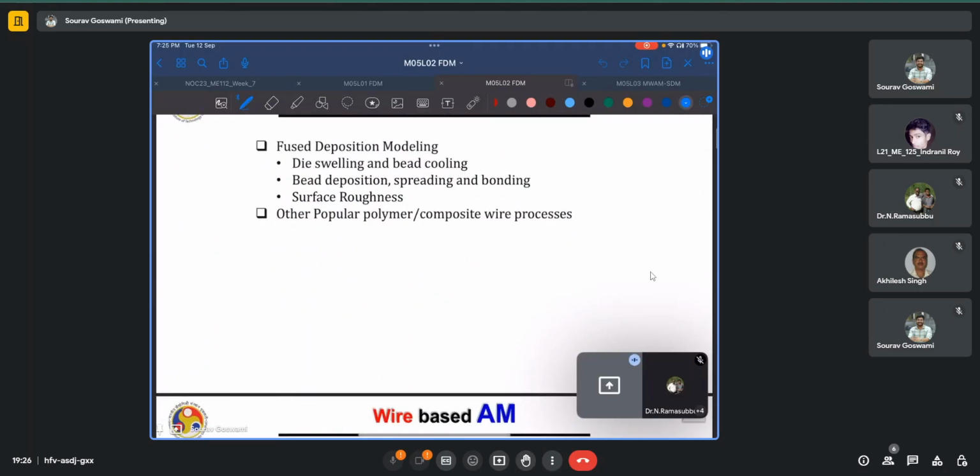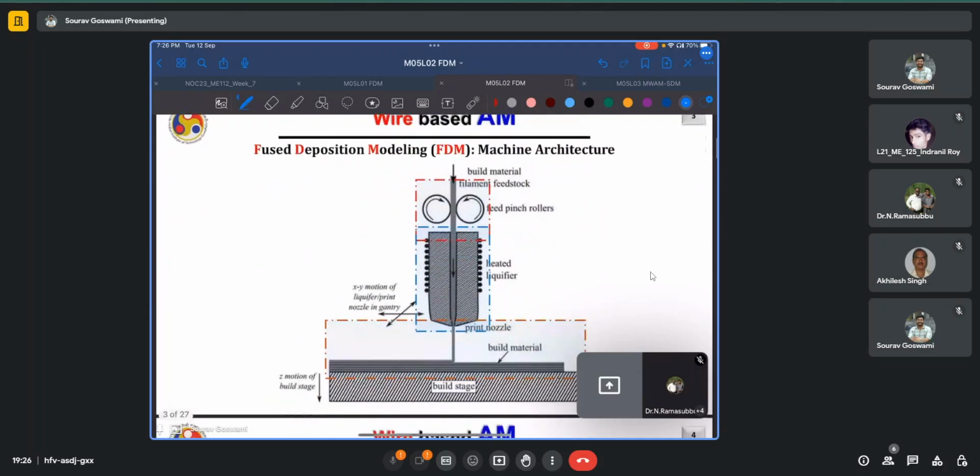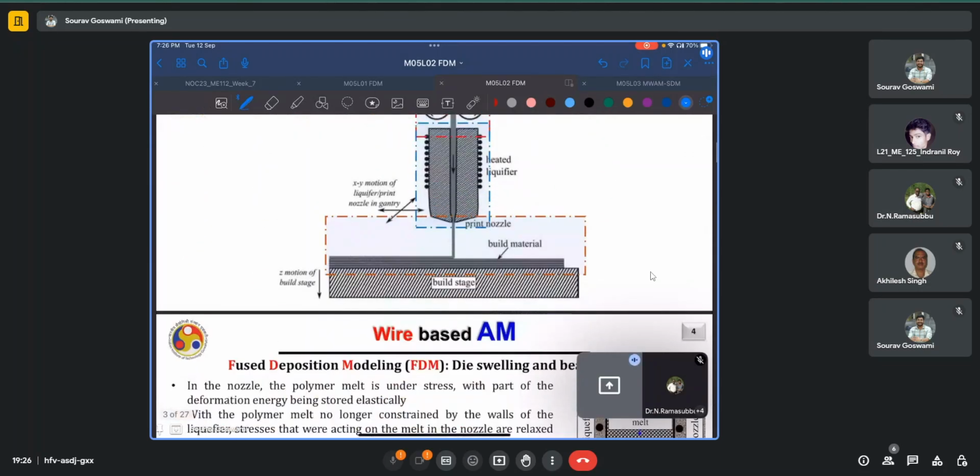And some certain phenomena associated with it, such as the die swelling phenomena and bead cooling, bead deposition spreading and bonding, also bead ironing, and surface roughness calculations for an FDM printed part. We'll also look at some of the other popular wire-based AM processes which use either polymer or composite as the feedstock material. This is the architecture, we have already looked at it.